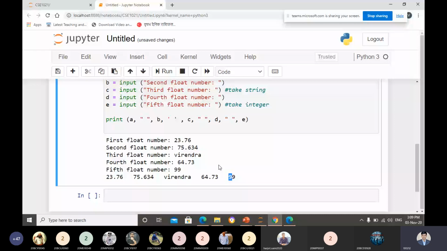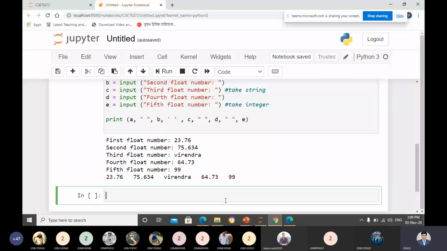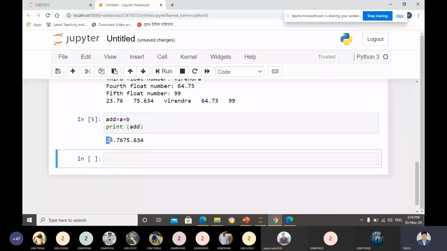Suppose I want to perform the addition between 23.76 plus 75.634. If I do the plus or addition operation, then what do I get? Now see. Suppose I want to use addition between A plus B. I can do that. Now is it a valid statement? Now if I print this addition, then what is the output? 23.76, and it concatenated the 75.63 with it. So what happened?